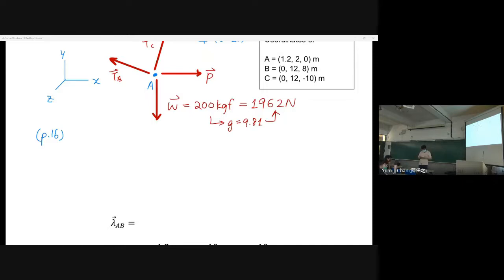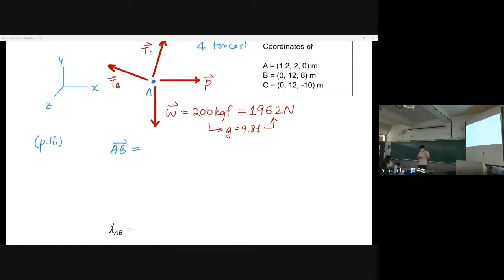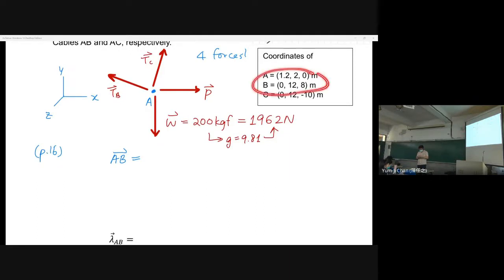So we have AB is equal to how much? If we go from A to B, in the x direction, it goes from 1.2 to 0. So this is minus 1.2 meter I. And in the y direction, we have from 2 to 12. Can you see it? Yeah, the coordinates of A, B, and C are given on the top right hand corner here. So in the x direction, we go from A to B.